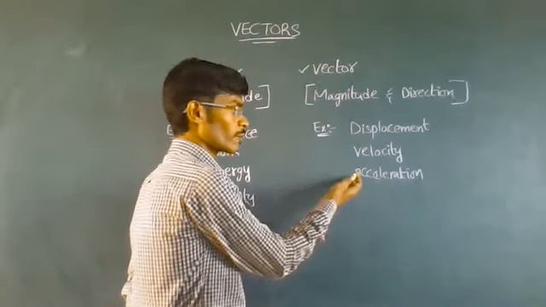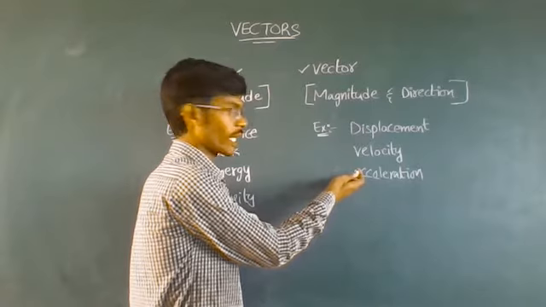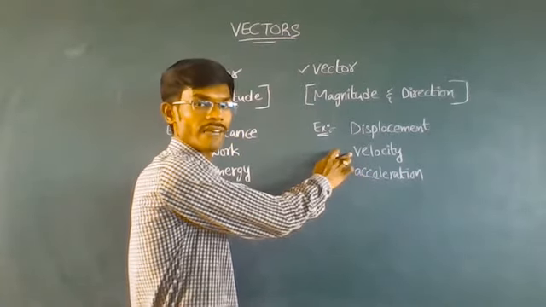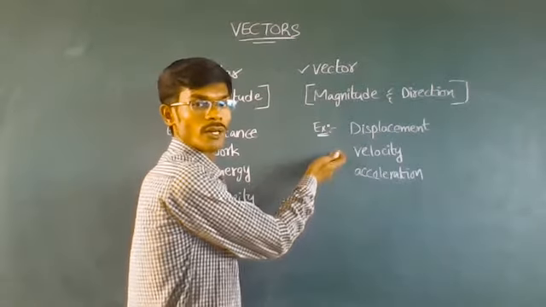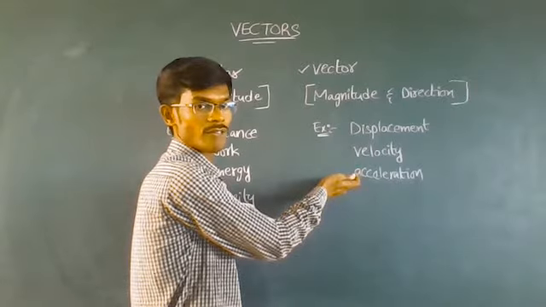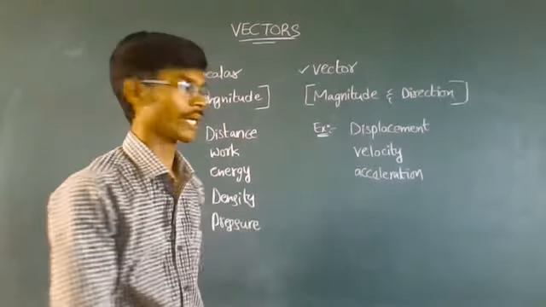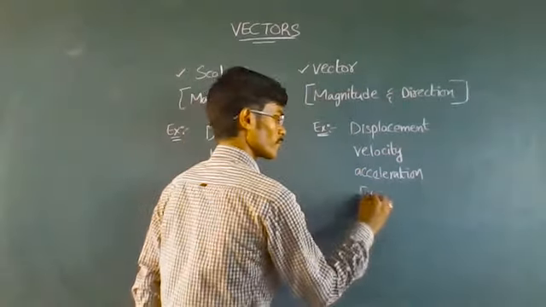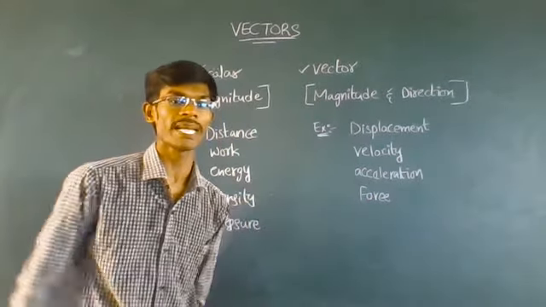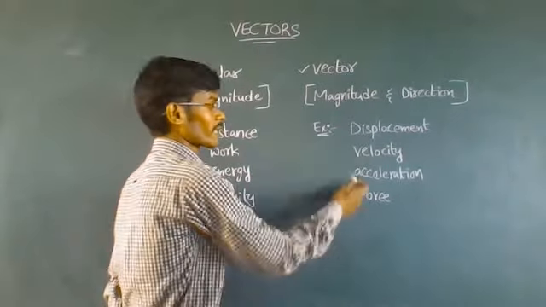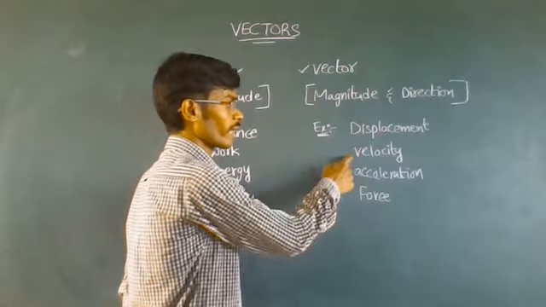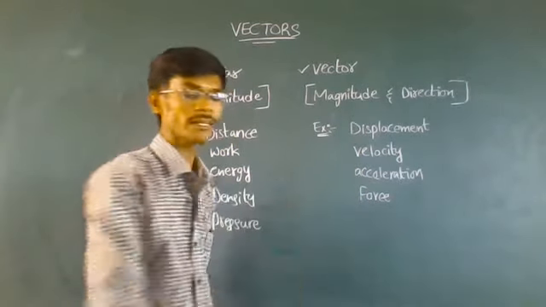Why? Because to derive the acceleration of an object, we consider the velocity of the object with respect to time. Since velocity is a vector physical quantity, acceleration also becomes a vector physical quantity. Then force. If you consider force, you apply the force in a particular direction. So these are some examples of vector physical quantities: displacement, velocity, acceleration, and force.